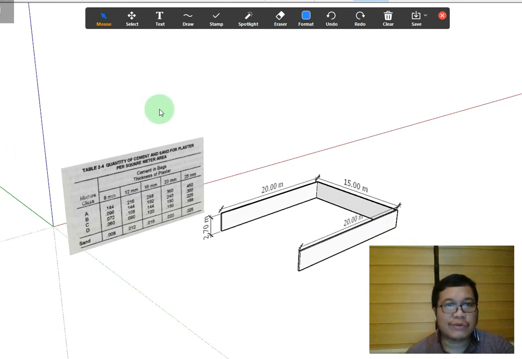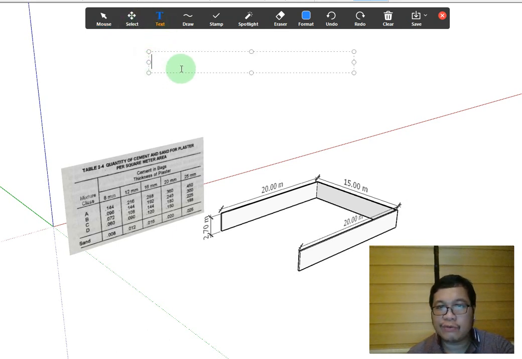Today we're going to compute the quantity of cement and sand for plaster. We're going to use the per square meter method. To do that, first we're going to compute the total area of this wall here. We're going to get the first area and rename it as area 1.